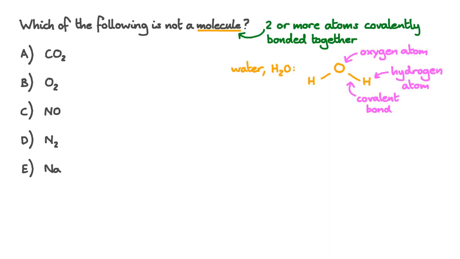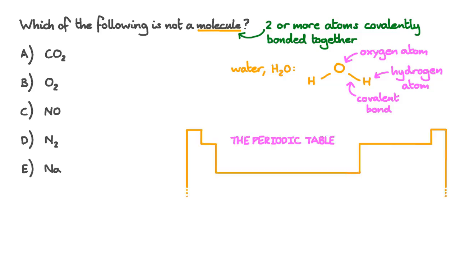An example of this would be a molecule of water, or H2O, where we have one oxygen atom covalently bound to two hydrogen atoms. We can use the periodic table to work out what the symbols in all our formulas mean. If we look up the letter C on the periodic table, we'll see that it stands for the element carbon.